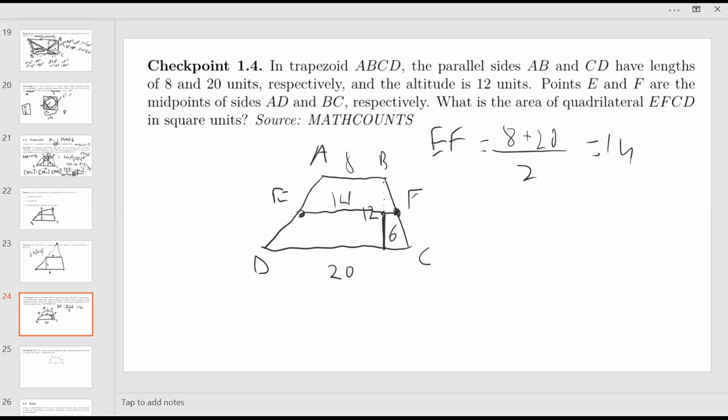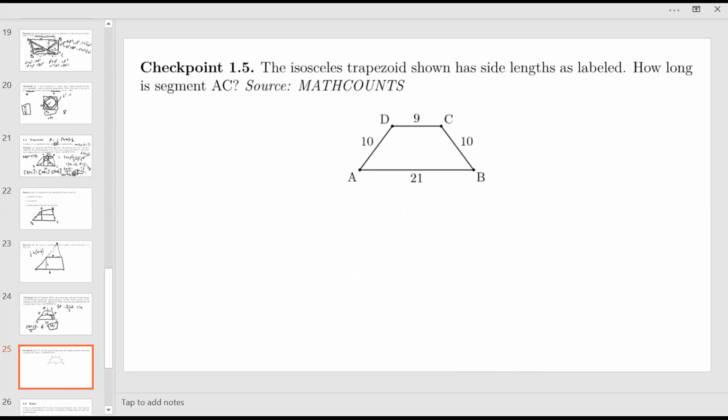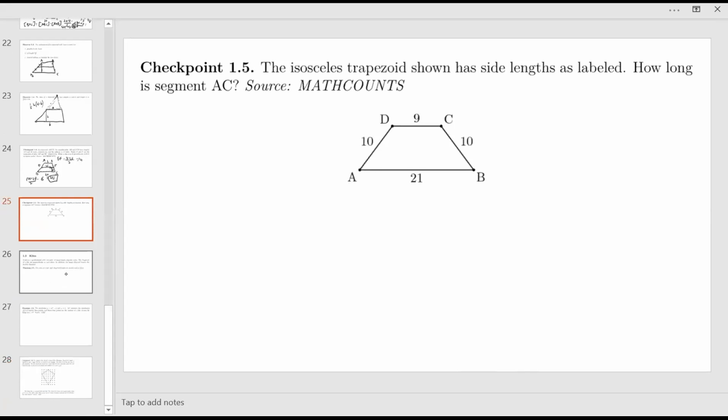So the area of EFCD is just the average of the bases, which is 14 plus 20 over 2, times the height, which is 6. And that is... okay. I'll just skip this checkpoint since we're running a little short on time.